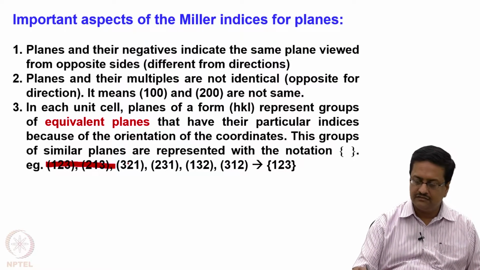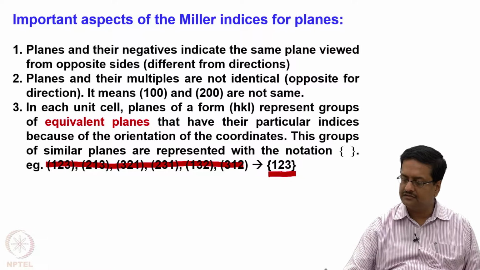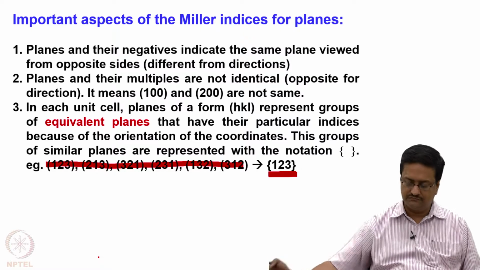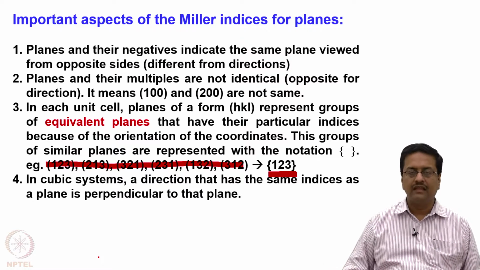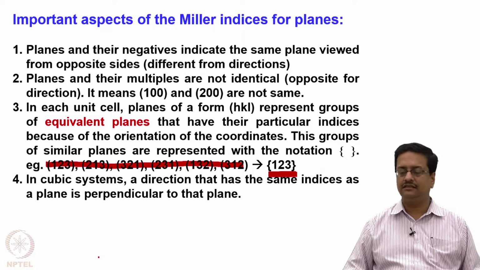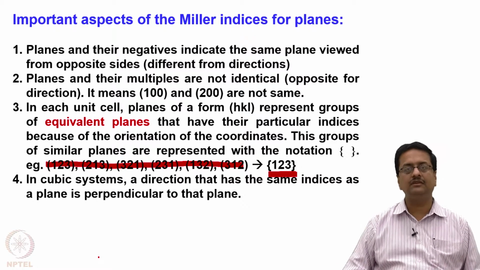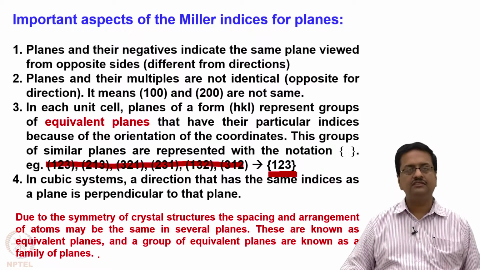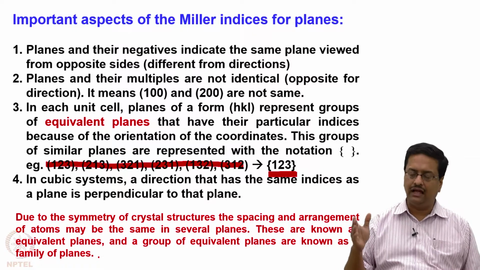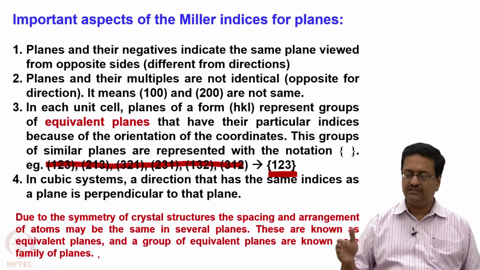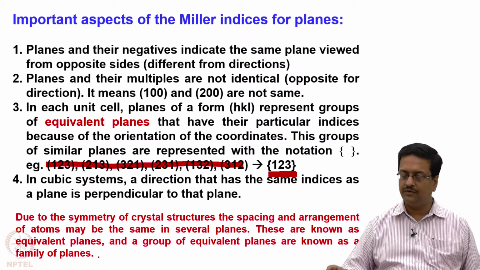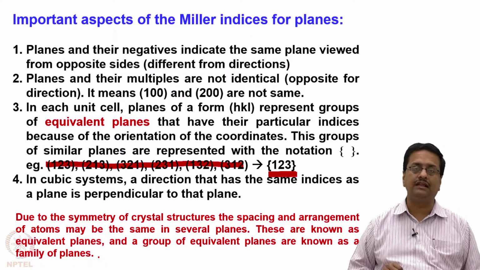So these planes are highlighted as a family of equivalent planes 1, 2, 3. In cubic systems, the direction that has the same indices as a plane is perpendicular to that particular plane. Due to the symmetry of the crystal structure, the spacing and arrangement of the atoms may be the same in several planes. These are known as equivalent planes, and the group of equivalent planes is known as a family of planes.